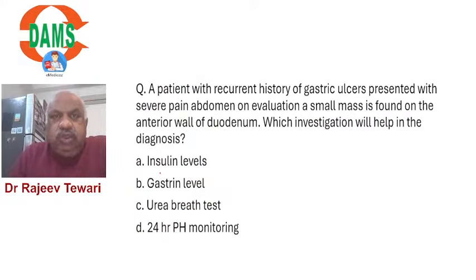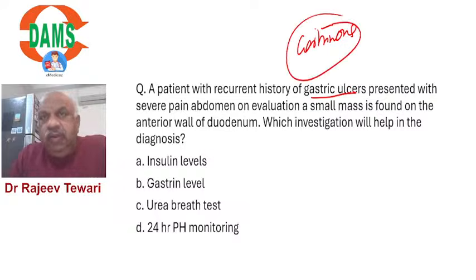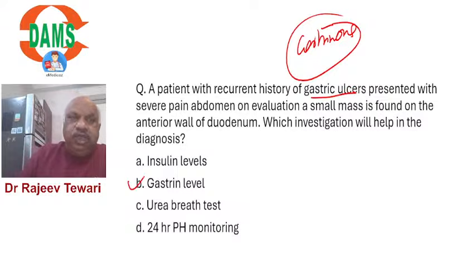A patient with recurrent history of gastric ulcer presents with severe abdominal pain. On evaluation, a small mass is found in the anterior wall of the duodenum. Gastric ulcer and duodenal lump is gastrinoma. We all know gastrinoma comes most commonly from the first part of the duodenum, second part of the duodenum and head of pancreas, 90% from the duodenum. So the answer is gastrin. You order the gastrin level. This is simple Zollinger-Ellison syndrome, a duodenal ulcer, a gastric ulcer and a duodenal tumor. This is gastrinoma.